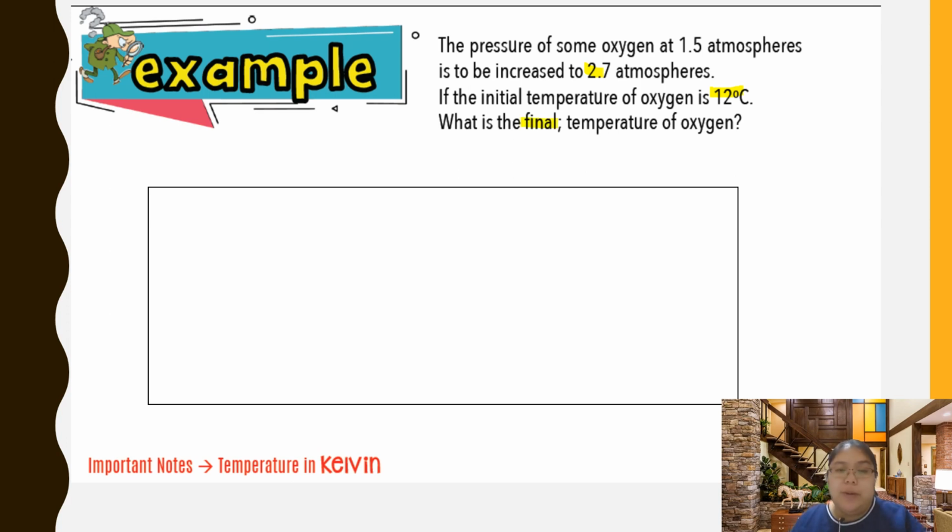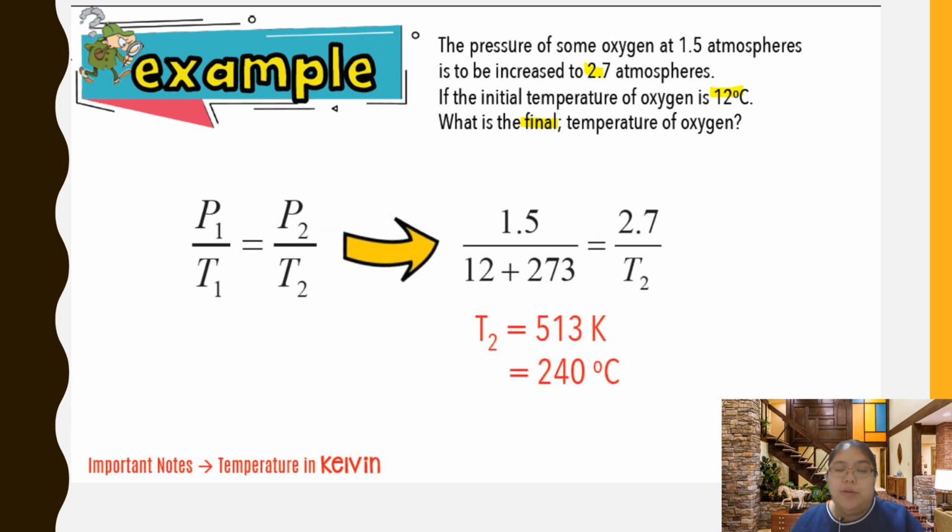So we just apply P1 over T1 equals P2 over T2. 1.5 over T1, which is 12 plus 273. After that, 2.7 is P2 over T2. So I get the answer is 513 Kelvin. So how to get degrees Celsius? You just minus 273. That is 240 degrees Celsius.